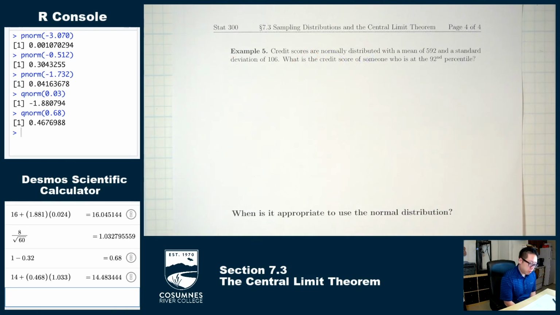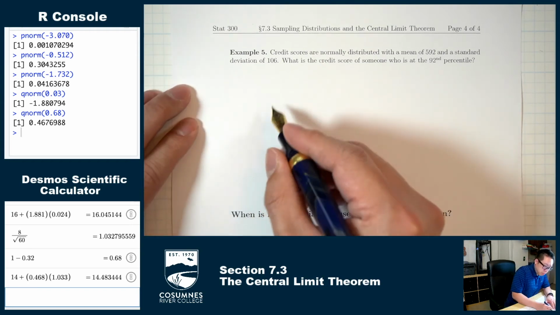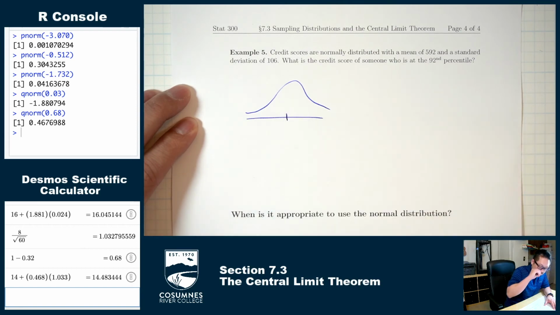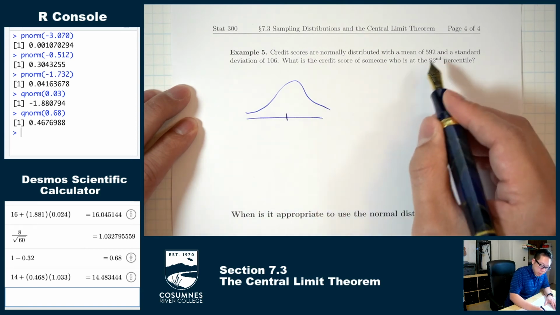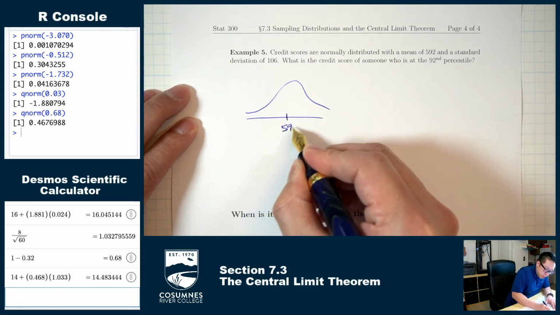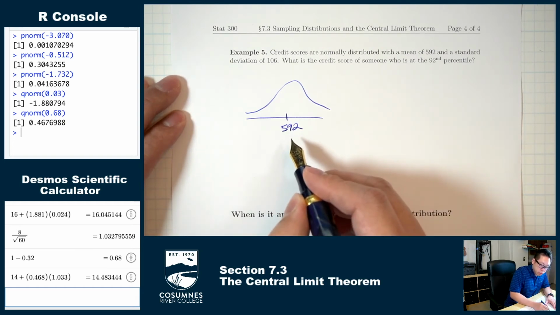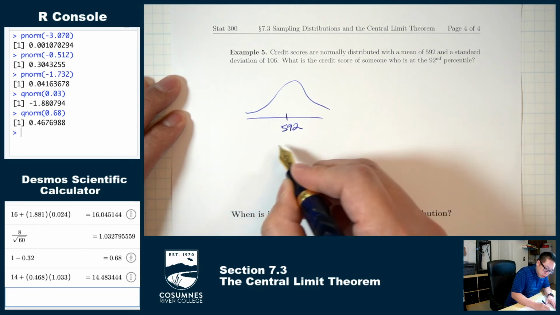Example 5. Credit scores are normally distributed with a mean of 592 and a standard deviation of 106. What is the credit score of someone who is at the 92nd percentile? All right, draw my picture. Put our mean in the middle. Our mean here is 592. And then label this x-axis. This 592 stands for the credit score. So these are credit scores on the x-axis.